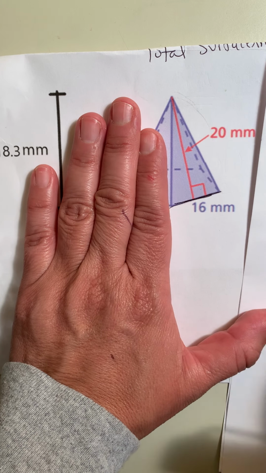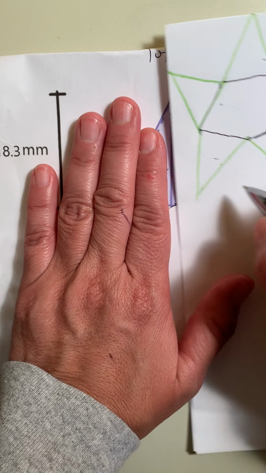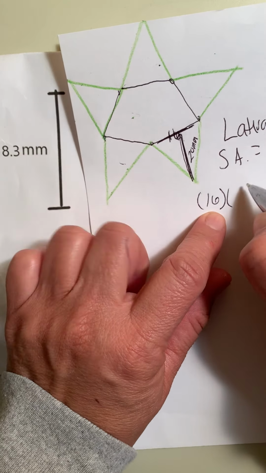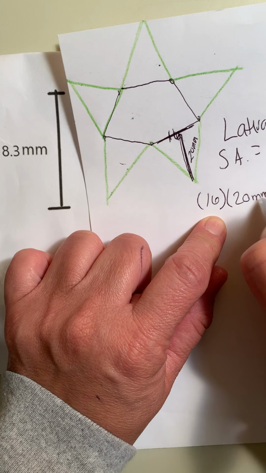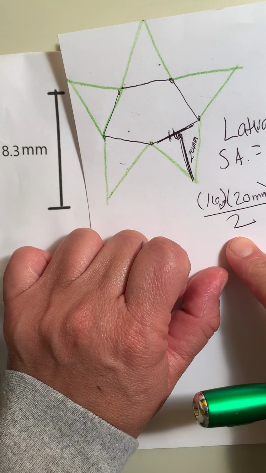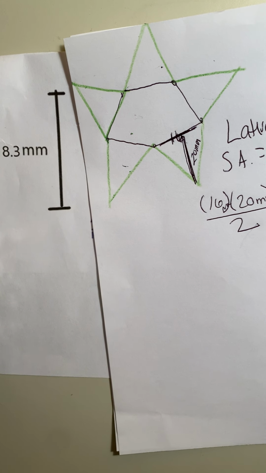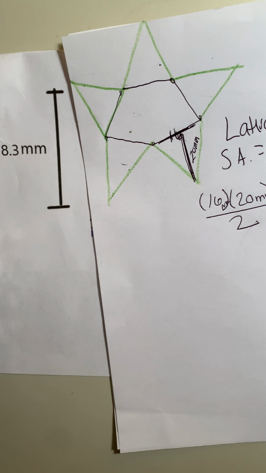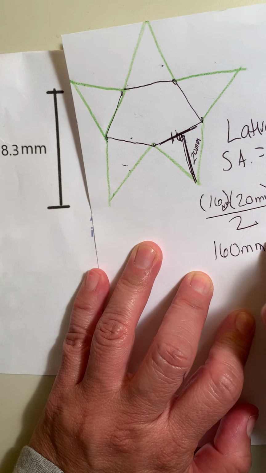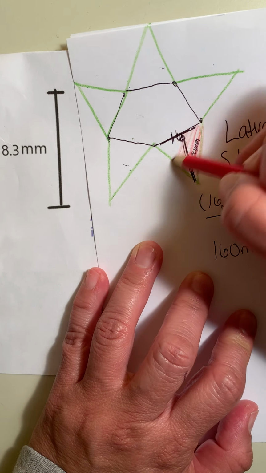So it's a triangle. So I have to do 16 times 20, divided by 2. Because to find the area of a triangle, you divide by 2. So go ahead and do the 16 times 20 divided by 2. Well, that's 160. So 160 millimeters squared is the area of one of these triangles.